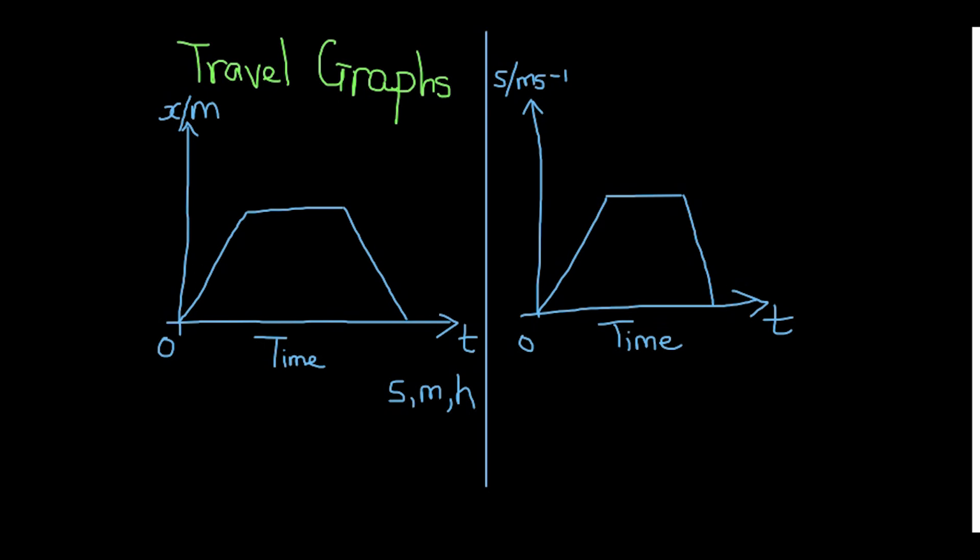Let's just talk about the graphs now. So I mentioned earlier that you need to be able to plot values, so you need to be able to plot those points, but you also need to be able to read and interpret your graph. So from a distance time graph, can you all tell me some things that you could get out of a distance time graph?